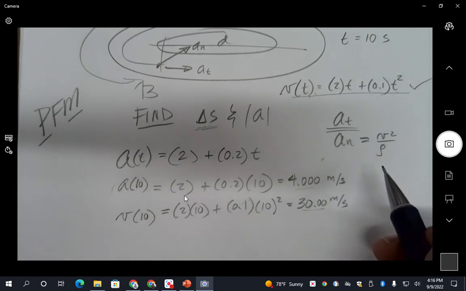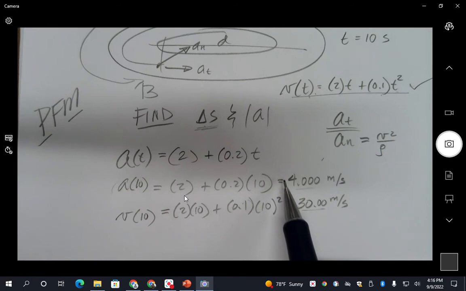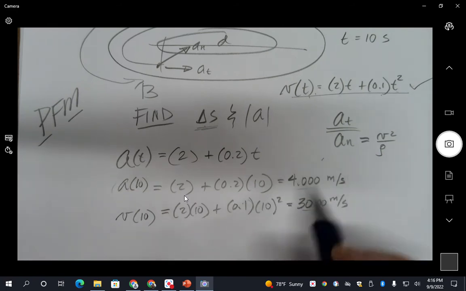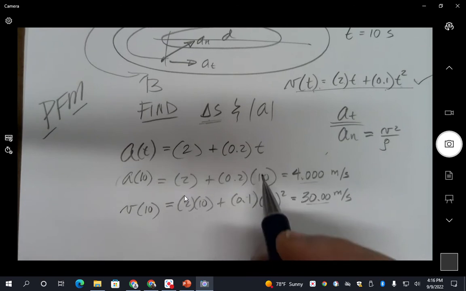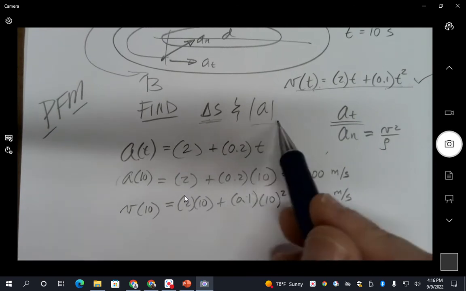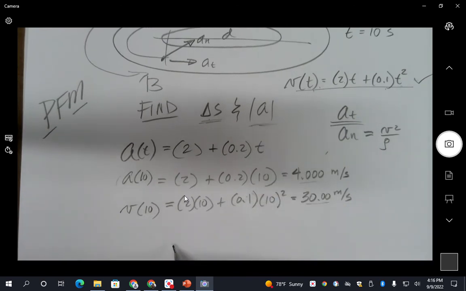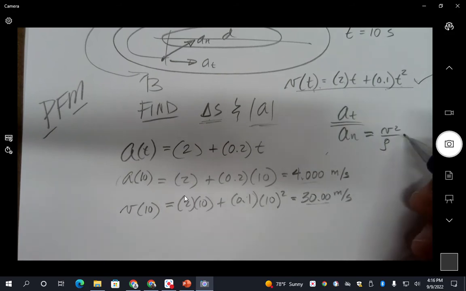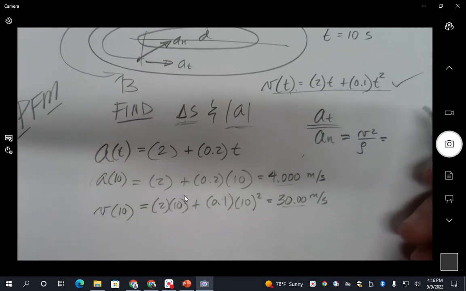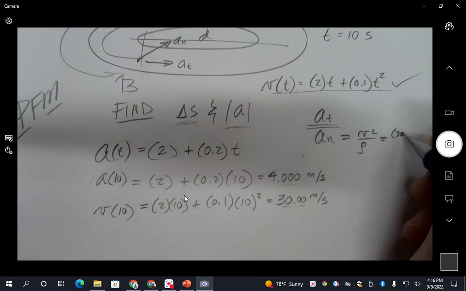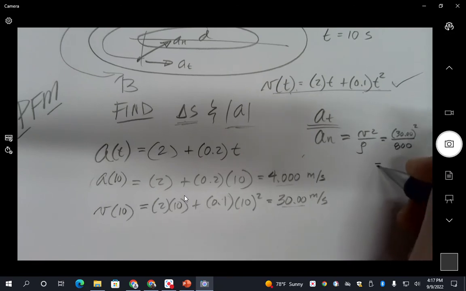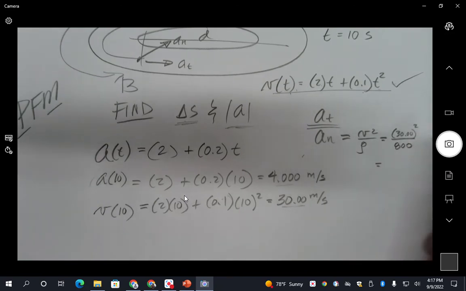But we could actually find the normal acceleration. We could solve this part of it right now, right away, because now that we have this, we could go 30 squared divided by our 800. Where'd you go, buddy?